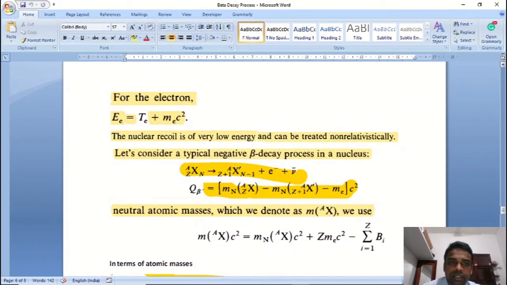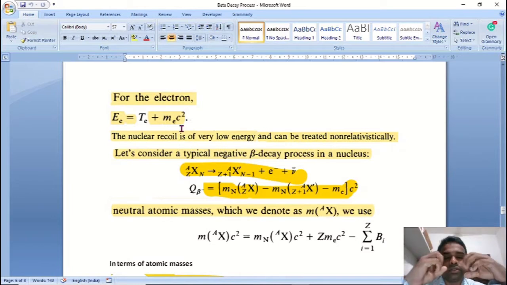Then for the electrons, the relativistic energy E equals Te plus MeC square. The nuclear recoil is of very low energy and can be treated non-relativistically.